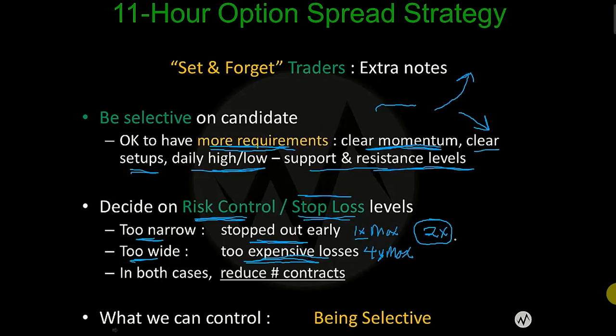Guess what? Reduce the number of contracts that you trade. If you're trading 4 contracts and you say, I can't risk 4 times 2 times $50, then reduce the number of spreads that you do to 2. You just cut your risk in half. Reduce your number of contracts. Don't be too aggressive and trade too many contracts or try to get too much premium.